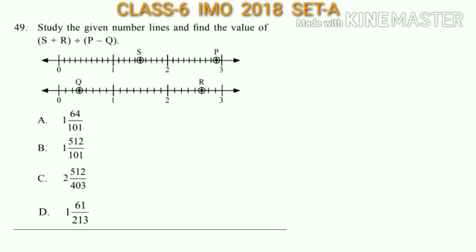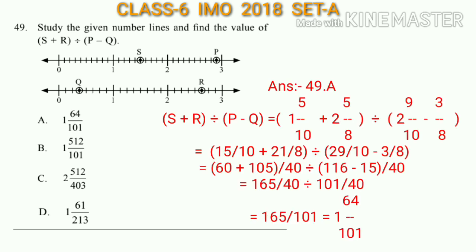Question number 49. Study the given number lines and find the value of S plus R divided by P minus Q. Look at the number line carefully. Here S is 1 5 by 10, that is 15 by 10. P is 2 whole 9 by 10, that is 29 by 10. Q is 3 by 8 and R is 2 whole 5 by 8, which is 21 by 8.